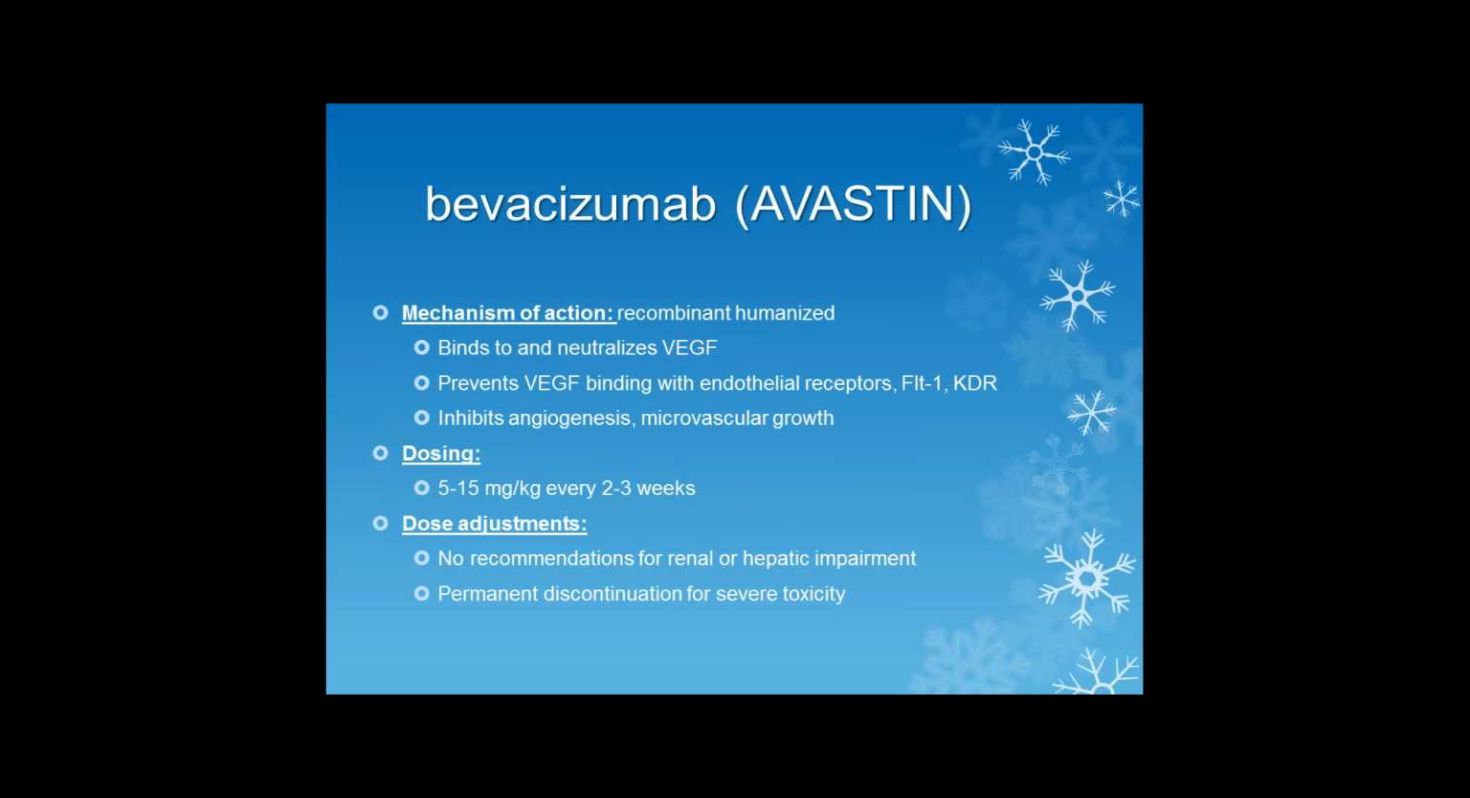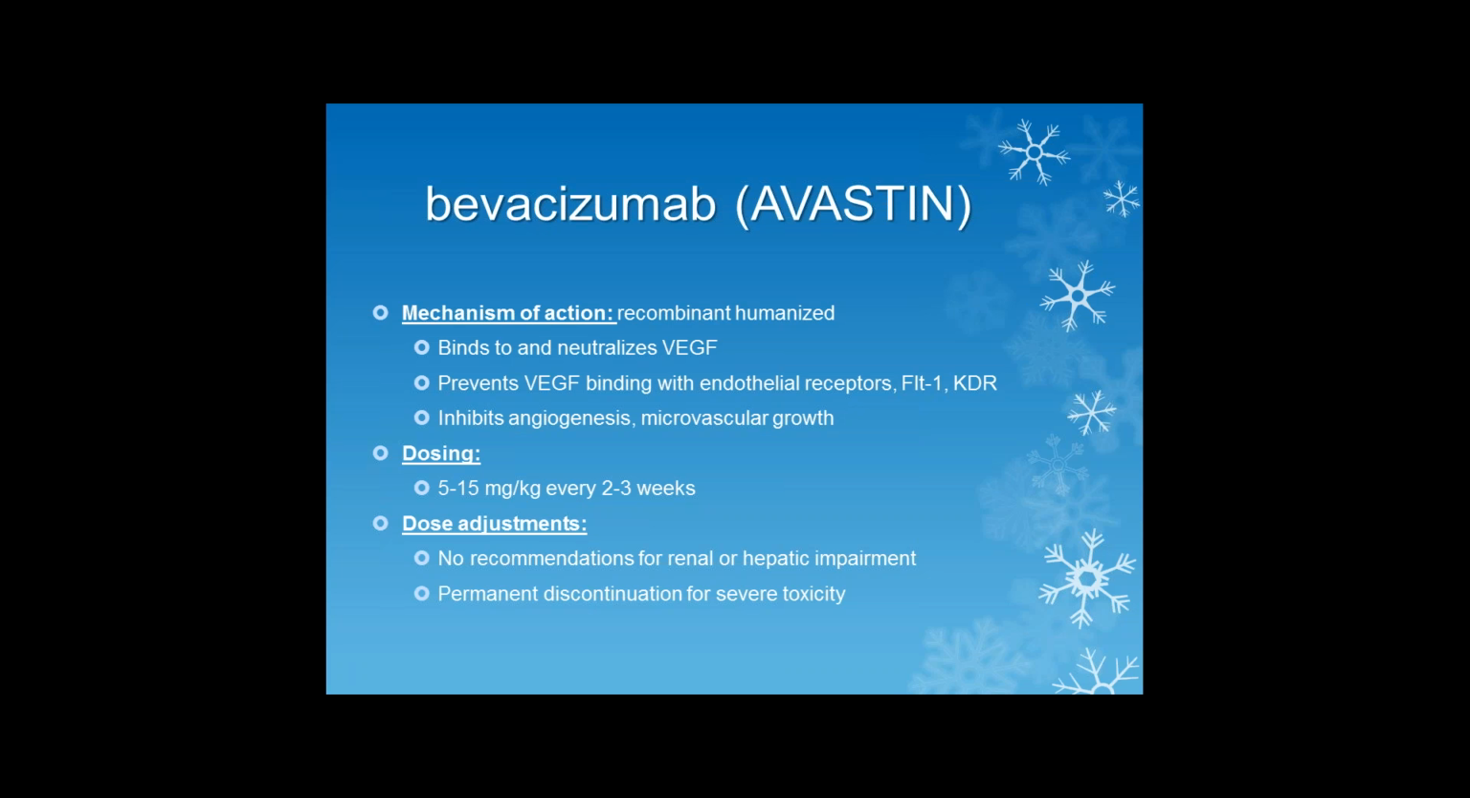Gotta cruise through these 20 minutes. All right. First one is the lovely bevacizumab. So this is a recombinant humanized antibody, so you have the zu for humanized. It binds to and neutralizes VEGF, which prevents it binding with the endothelial receptors. This in turn inhibits the angiogenesis and microvascular growth of the blood vessels.